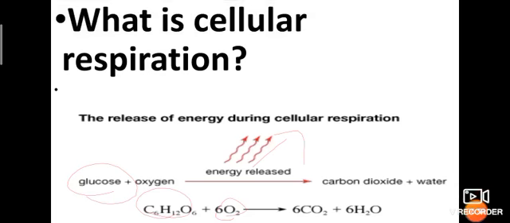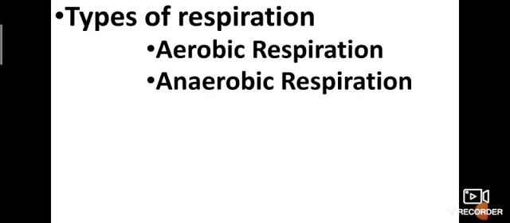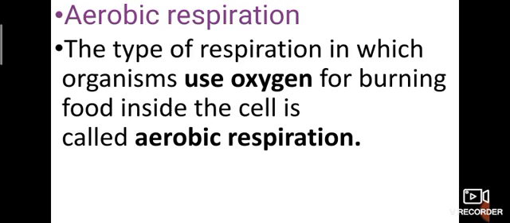Then cellular respiration is classified into two types: aerobic respiration and anaerobic respiration. The types of respiration are aerobic and anaerobic. What is aerobic respiration? The type of respiration in which organisms use oxygen for burning food inside the cell is called aerobic respiration.